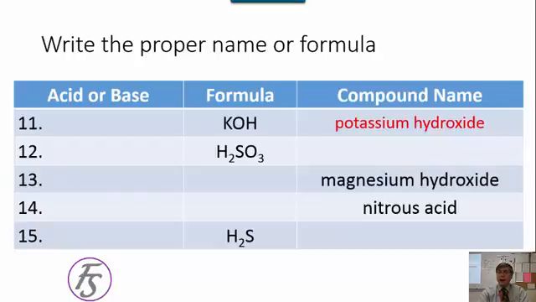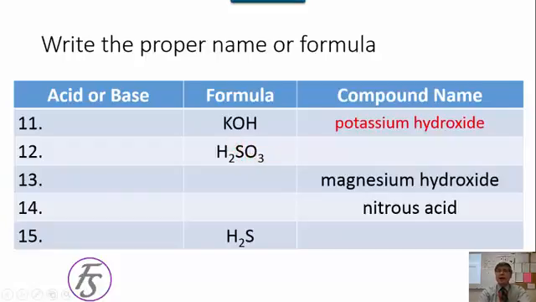Now for our acid naming rules, H2SO3. SO3 is a polyatomic ion. I know that because there are more than two elements. There's an H, there's an S, there's an O. So it's not a binary compound. It must be a ternary compound, or a compound with a polyatomic ion. And the polyatomic ion is, of course, this SO3 right here. So I look up SO3 on my table, and I find that its name is sulfite, S-U-L-F-I-T-E.